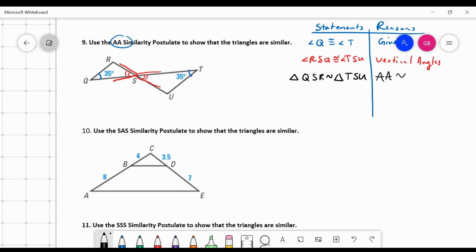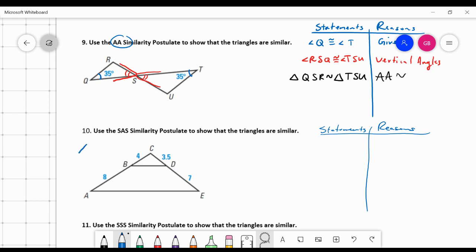Okay, moving on, number 10. All right, for this one, we're going to use the side angle side similarity postulate. Okay. So first, let's find the angle that's the same. Well, actually, if it helps, you could separate the triangles. Okay. And I'm just going to go ahead and do that.